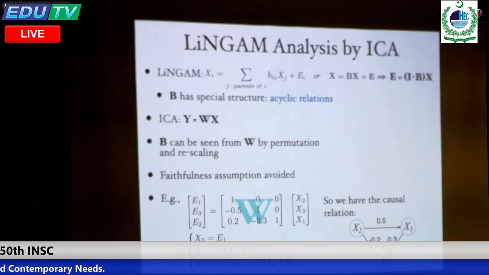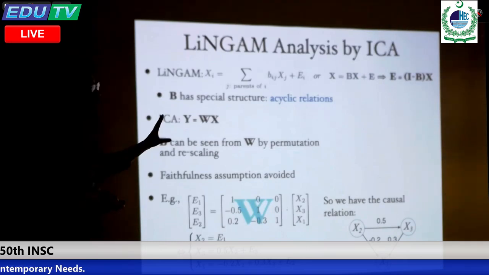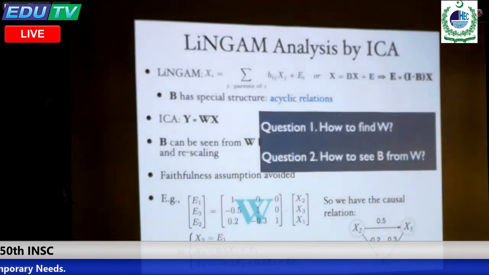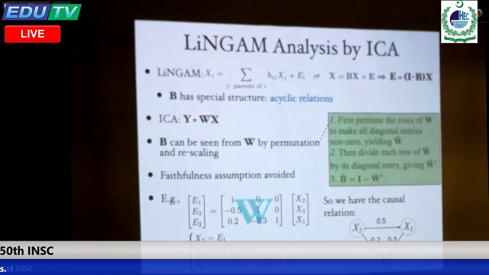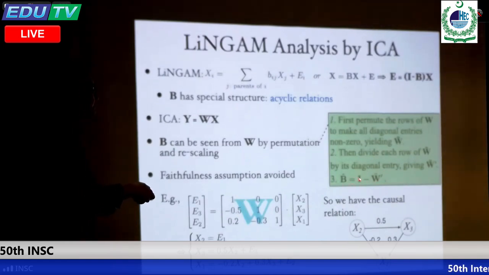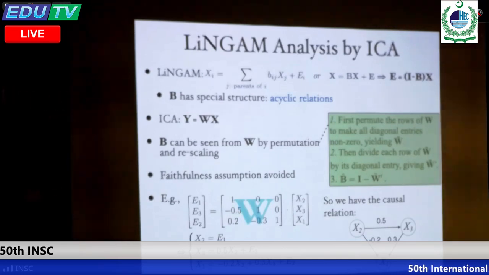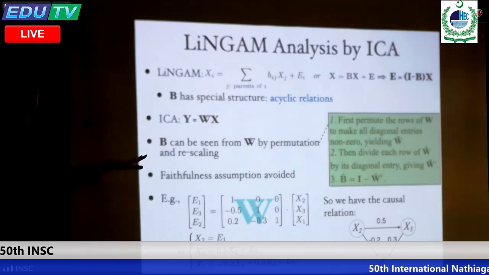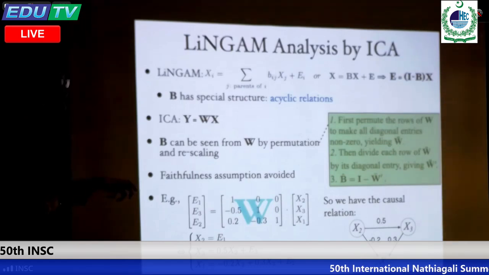Okay? So how? We cannot really talk about details, but basically only two steps are needed. First of all, by ICA, I can find W. Second, let's see how we can get B from W. First, we permute the rows of W to make all diagonal entries non-zero. Then we divide each row by its diagonal entry, and then we take the difference of the identity matrix minus that matrix, which gives the causal adjacency matrix. We have a standard procedure. Okay, so you can show that the solution will be unique. You can discover the causal relation among the Xi measured variables uniquely in this way.